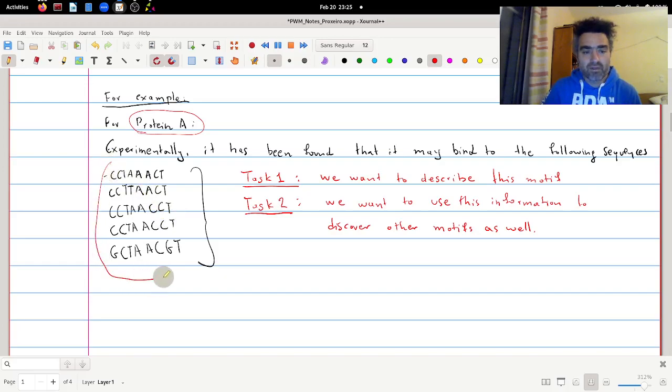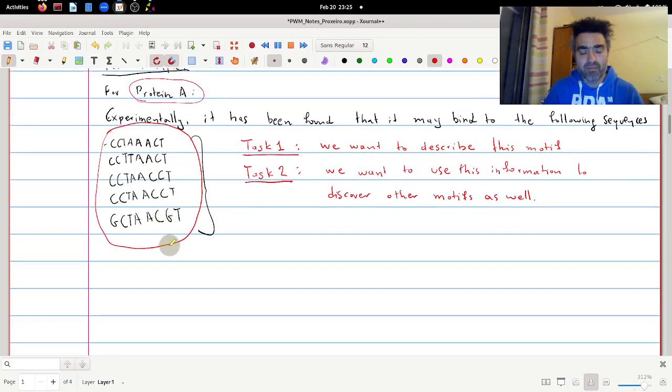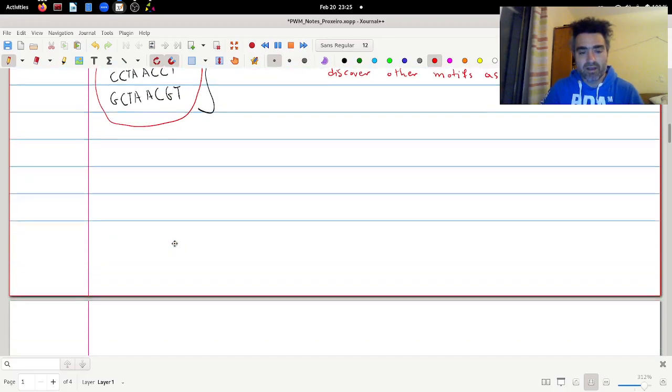Okay, so all this set comprises a motif, and we're going to describe this motif, and this is our task 1. Task 2 is to use this information in order to discover other sequences that may belong to this motif. So other similar sequences to this one that exist in the DNA and may bind to this protein may be a part of this motif. Okay, let's see what we will do.